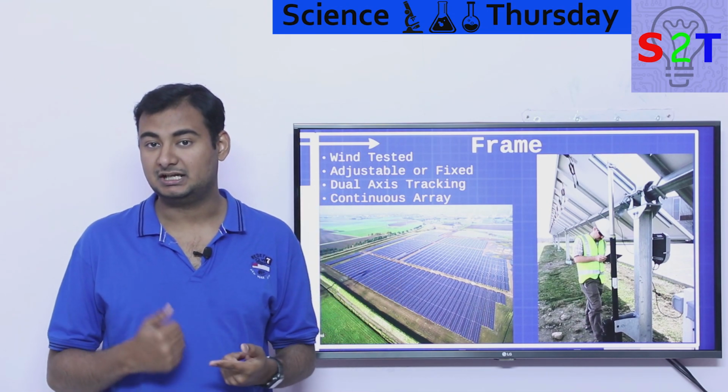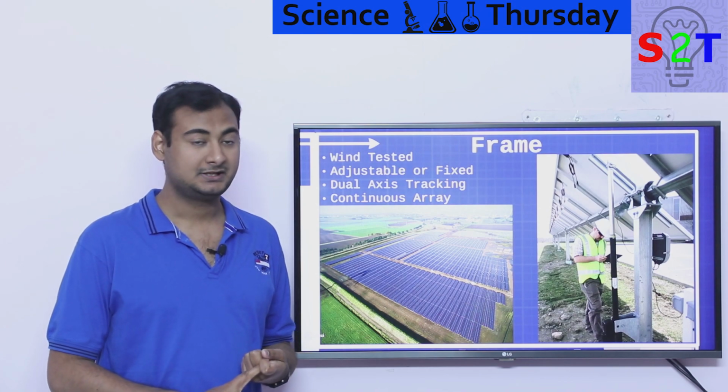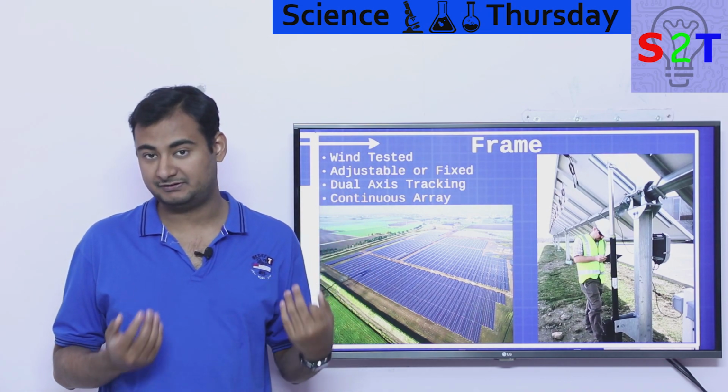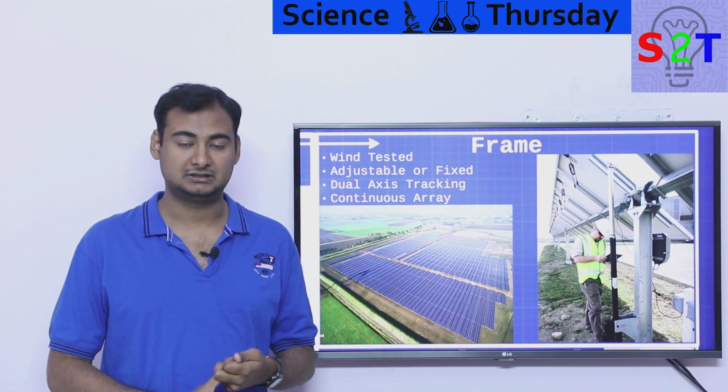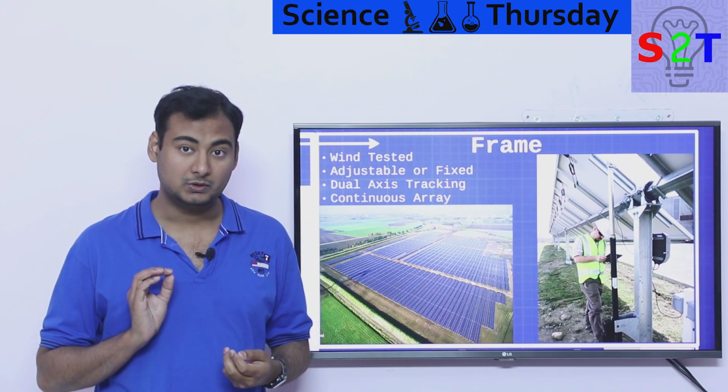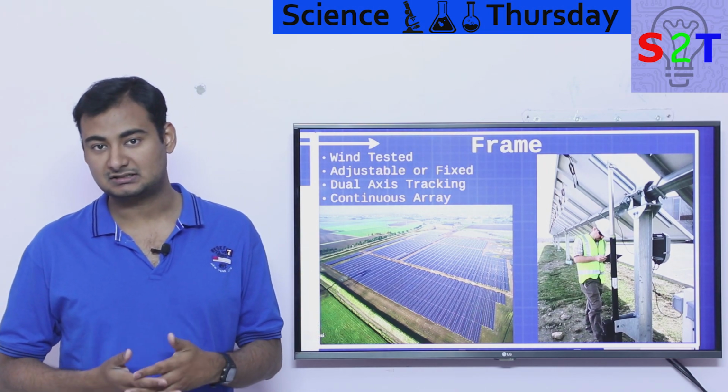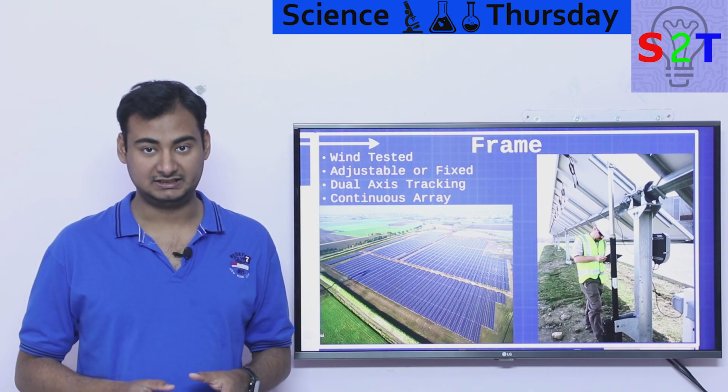On top of that, do you want an adjustable solar system or a fixed one? Generally people go for a fixed one because it's cheap, very quick, and reliable long-term. However, in certain scenarios, it comes with the consequence that the power output is much less.